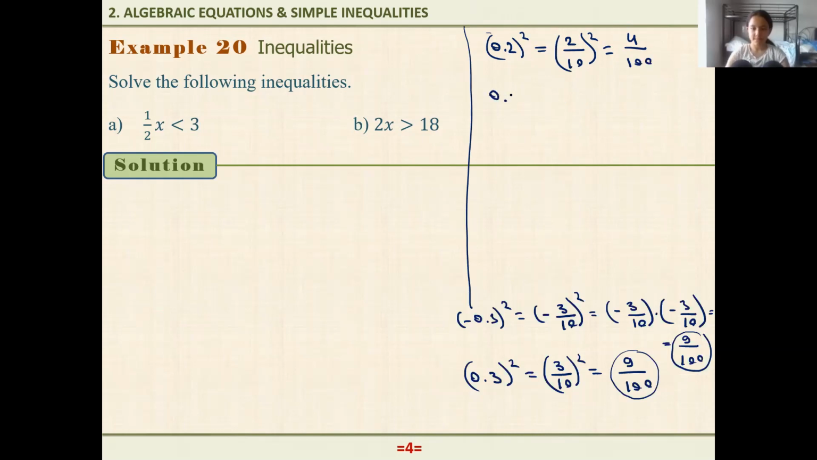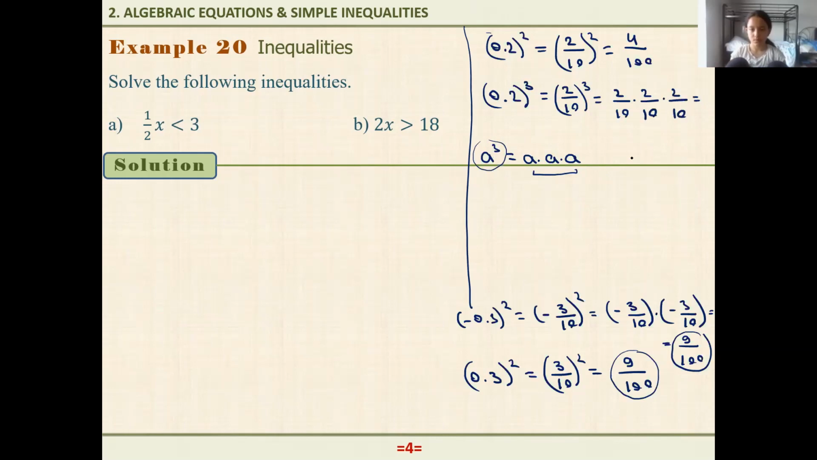How about the second number, 0.2 cubed? This means that something cubed means this number is multiplied by itself 3 times. So a cubed means a is multiplied 3 times, and in a compact form we can just write it in this form, okay? So here 0.2 cubed, what does it mean? It means 2 over 10 cubed, which is equal to 2 over 10 times 2 over 10 times 2 over 10.